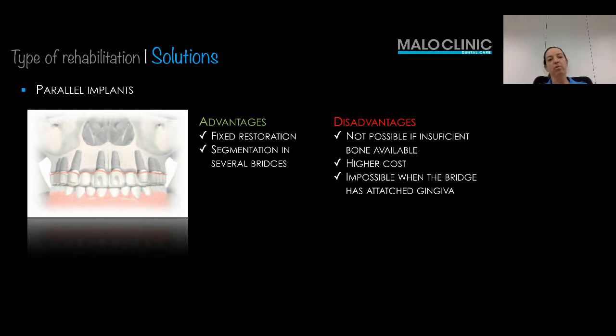In terms of parallel implants or several implants in the maxilla, of course, sometimes it's not possible if you don't have available bone. It will lead to higher costs, and basically it will be a more difficult case in terms of having a good passive fit of your prosthesis. But you can have a segmentation of the bridges. But if you have, for example, false gingiva in these bridges, you won't have very good aesthetics.